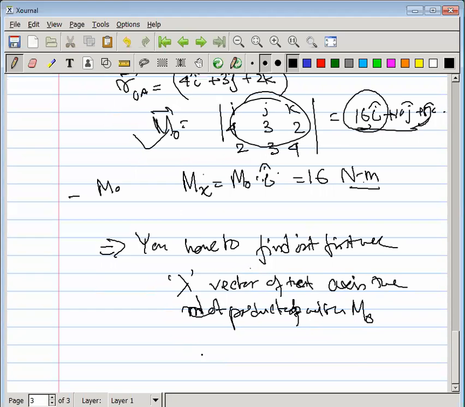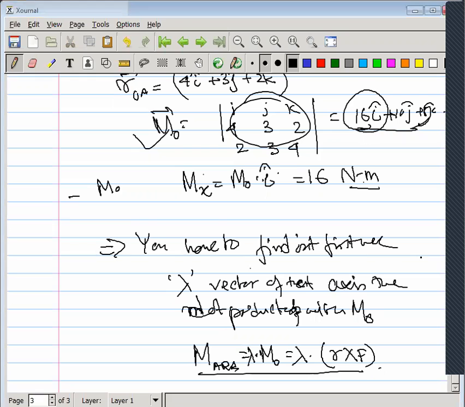So we can write M about an arbitrary axis is nothing but the lambda unit vector dot M0. And we can write M0 as r cross F. In such a manner we can also write this.